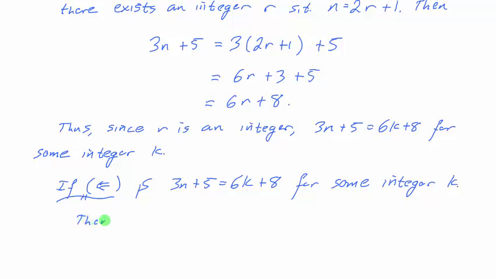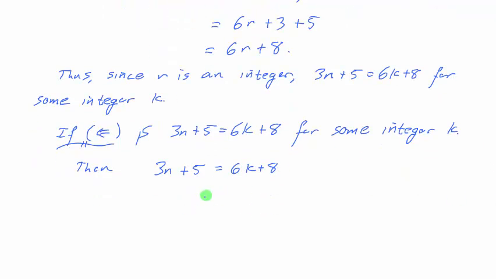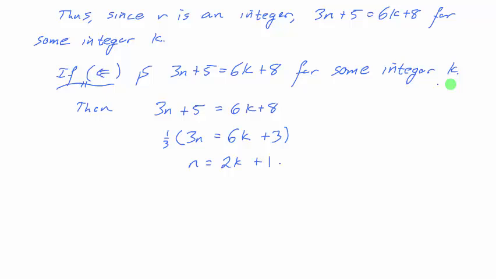So we're going to take that expression and start manipulating it. I'm first going to subtract 5 from both sides, and we're going to end up with 6k plus 3. And then dividing both sides by 3 or multiplying through by 1/3 gives us n equals 2 times k plus 1, which is exactly the form that we want. k is an integer, so thus n is odd.